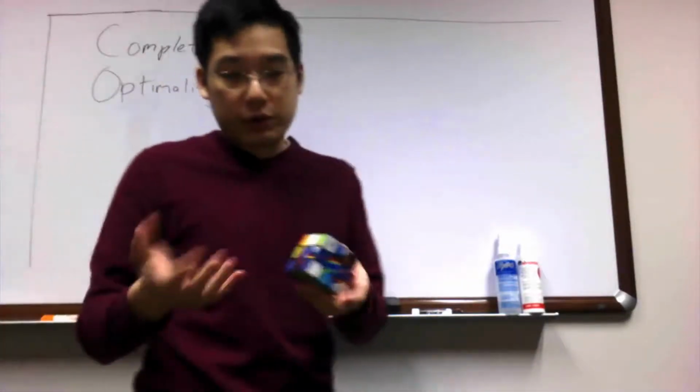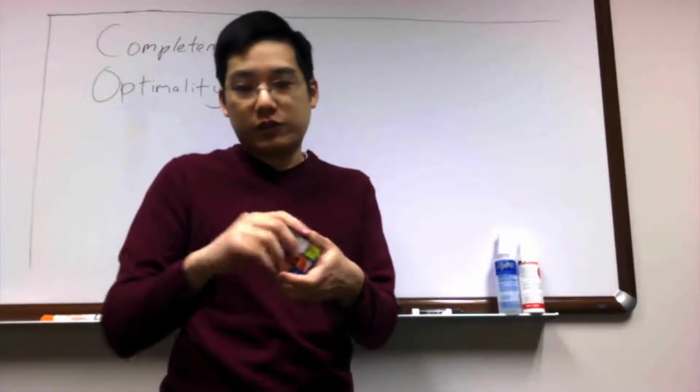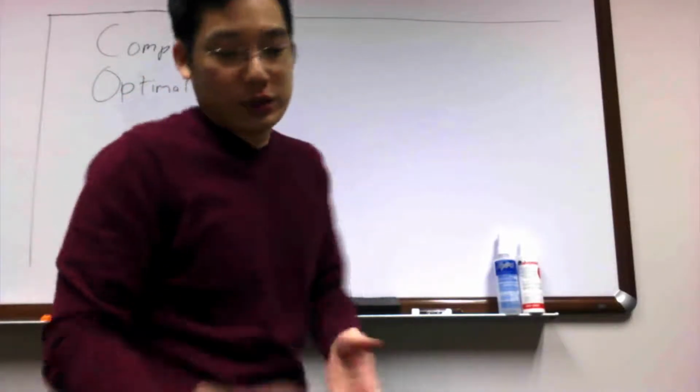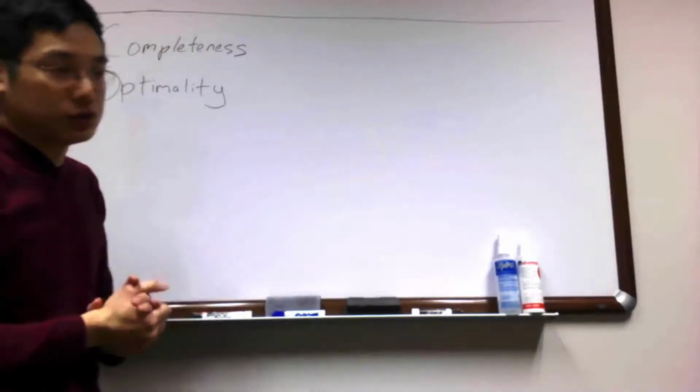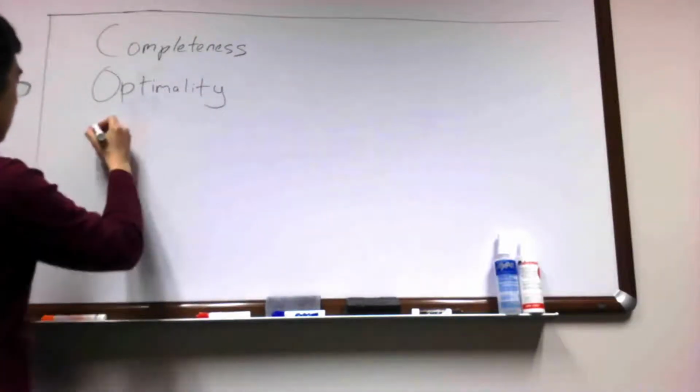But a search algorithm that could discover the smallest number of moves to get to the solution would be optimal. And any algorithm that gives you a solution that's longer than that perfect solution, that really fast solution, is suboptimal or not optimal. Okay. The third aspect we're going to consider is time complexity.